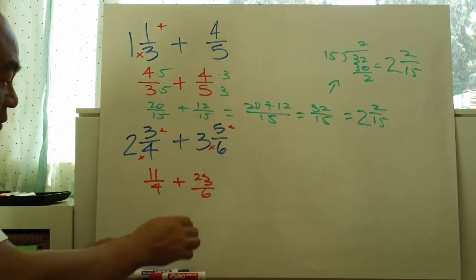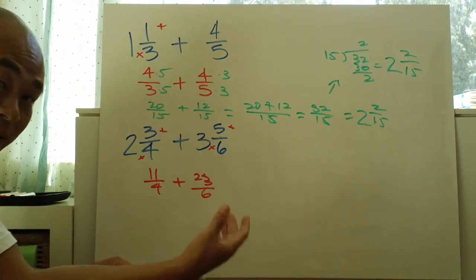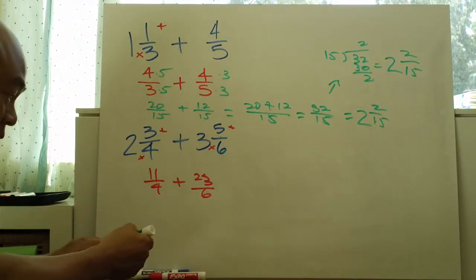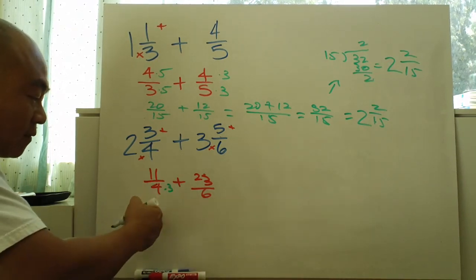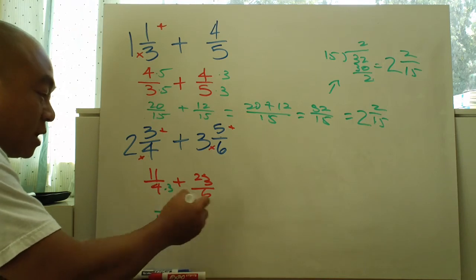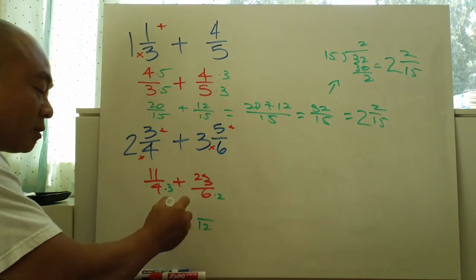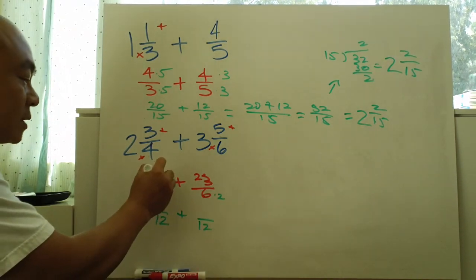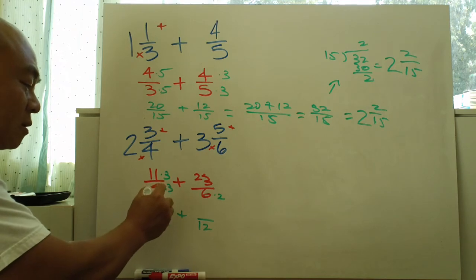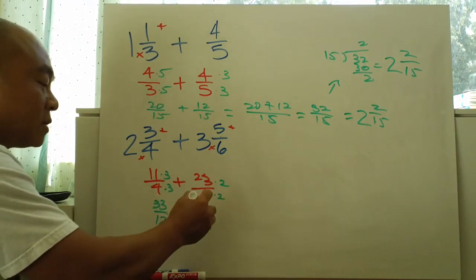So I'm going to choose 12 because I know that 4, 8, 12, that's my third multiple, and for 6, 6, 12, that's my second multiple. So which means, if I take 4 times 3, that's going to give me 12, which is what I want. If I take 6 times 2, that's also going to give me what I want, which is the common denominator. Okay? So, if I multiply this by 3, multiply this by 3, that's going to give me 33. This side right here, multiplied by 2, times this by 2, that's going to give me 46.